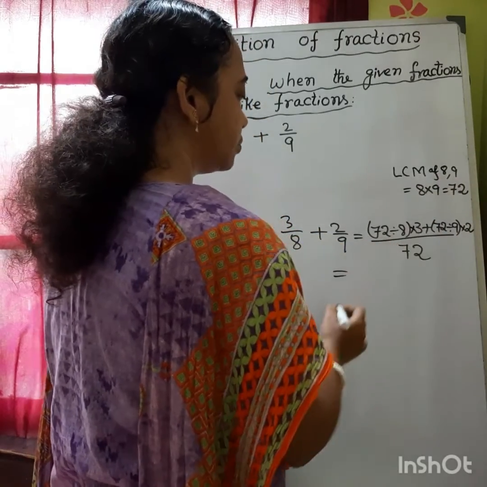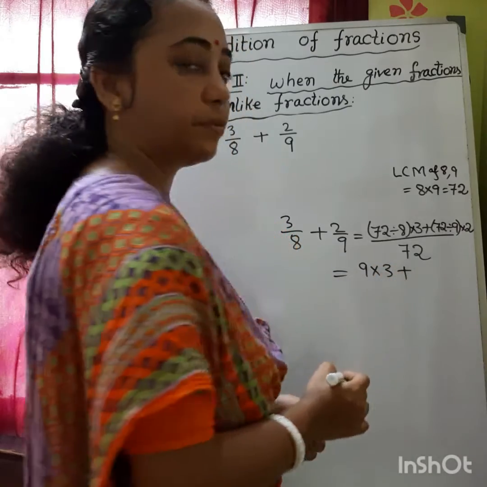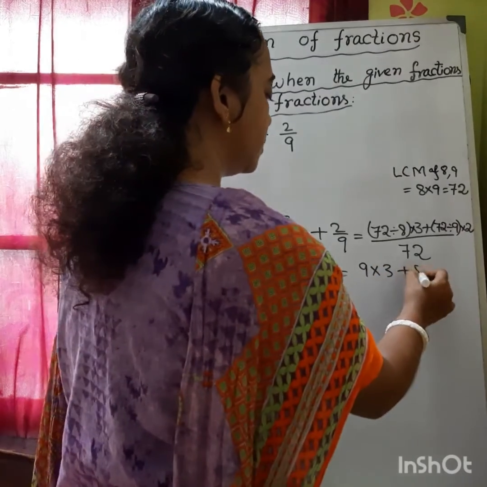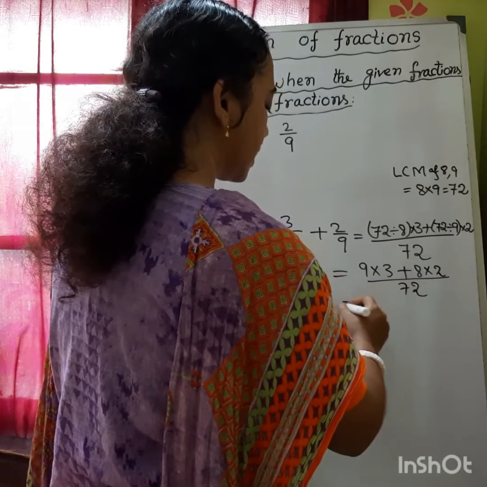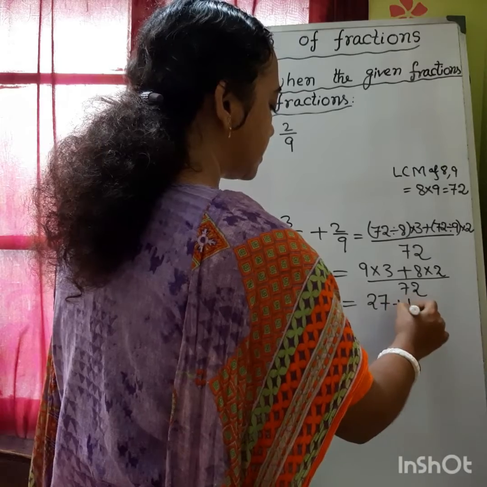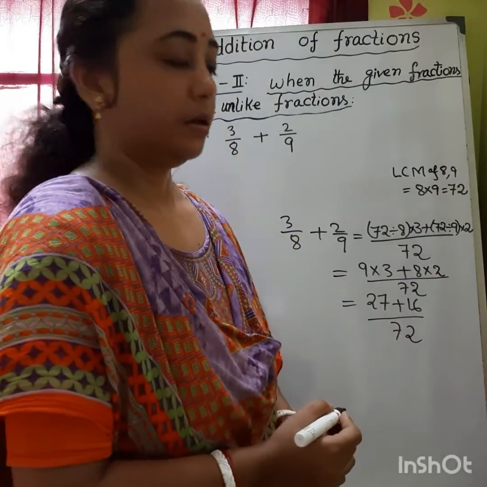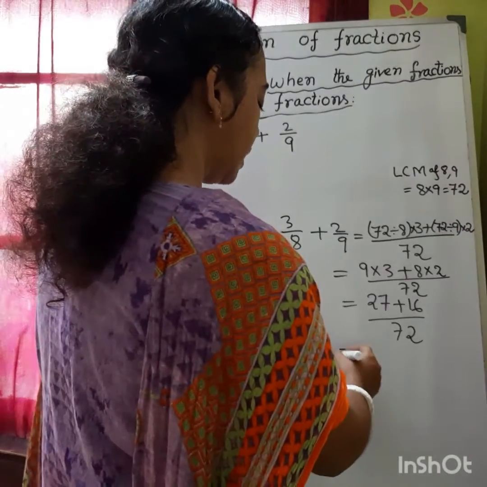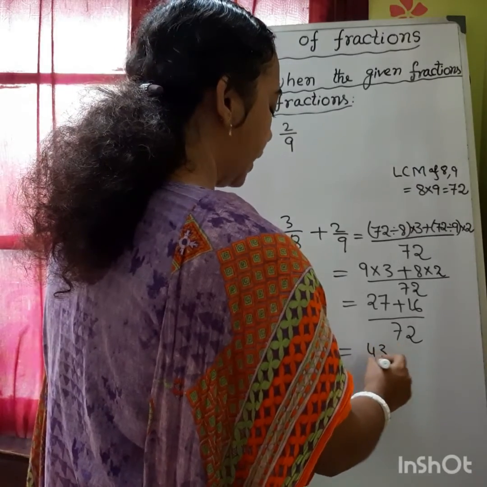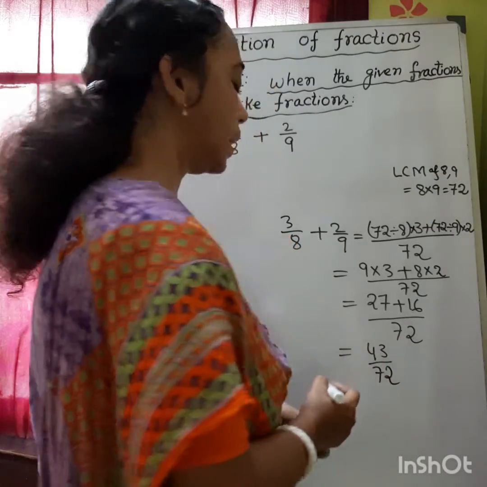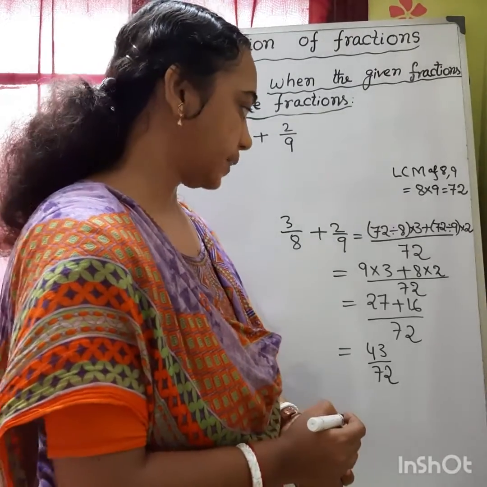So this 72 divided by 8 will give 9. So 9 multiplied by 3 plus 72 divided by 9 will give 8. So 8 multiplied by 2, by 72. So this is coming 27 plus 16 by 72. So here we are getting the sum as 27 plus 16 will give 43 by 72. So the sum of 3 by 8 and 2 by 9 is coming here 43 by 72.